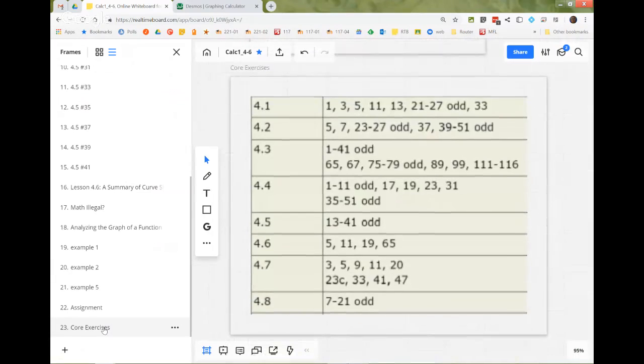Let's see what we've got here. So this is 4, 6. You notice I've only got 4 problems for you here. Number 5, number 11, number 19, number 65. That's enough because each one takes quite a bit of time to go through and look at all these different aspects.